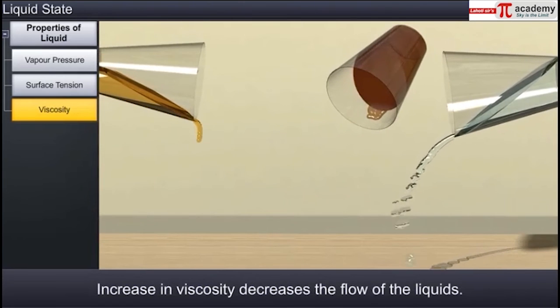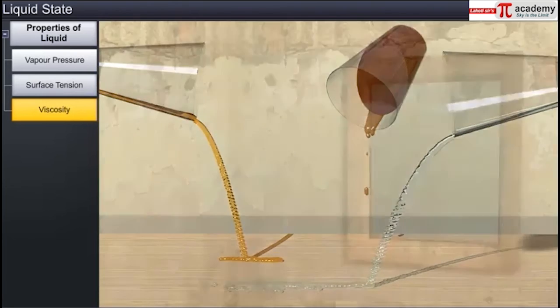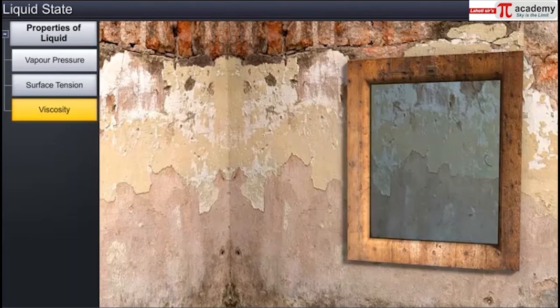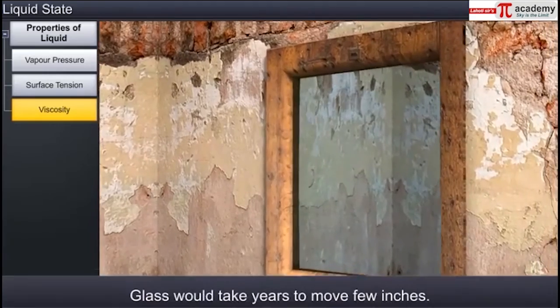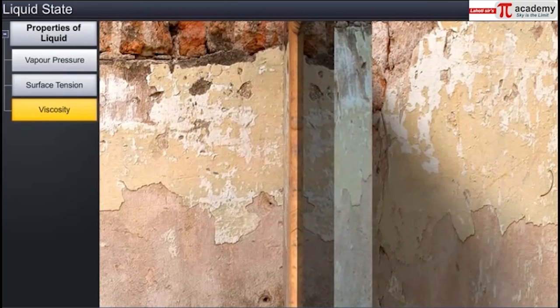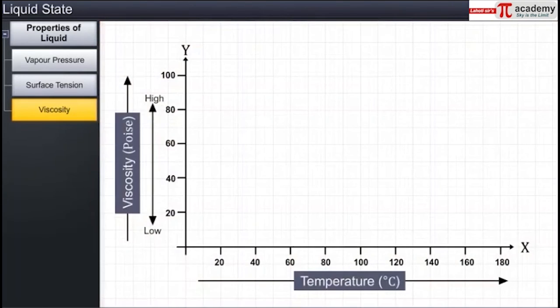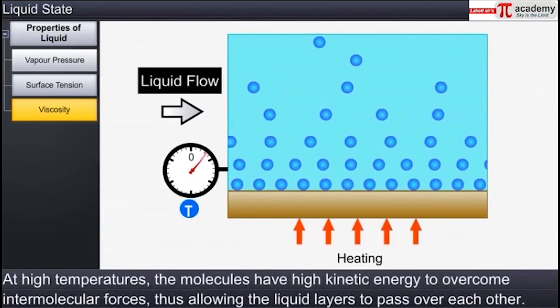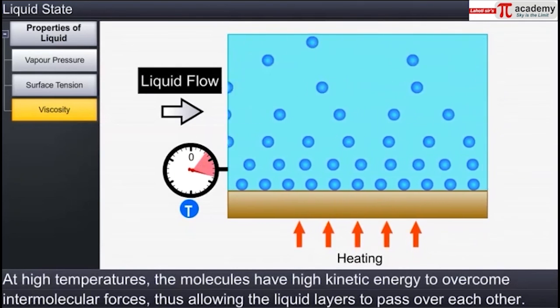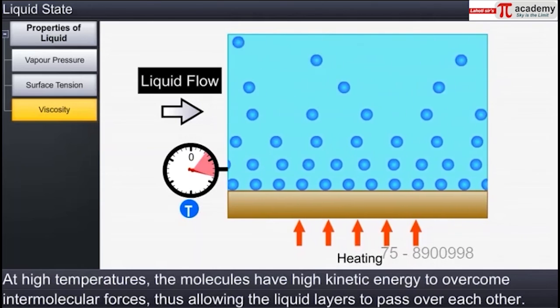An increase in viscosity decreases the flow of a liquid. An example of a highly viscous liquid is glass. Glass is so viscous that it would take years to move a few inches. The mobility of glass can be noticed by measuring the increased thickness of the window panes of old buildings at the bottom of the window pane. An increase in temperature decreases the viscosity of liquids. At high temperatures, the molecules have high kinetic energy to overcome the intermolecular forces, thus allowing the liquid layers to pass over each other.